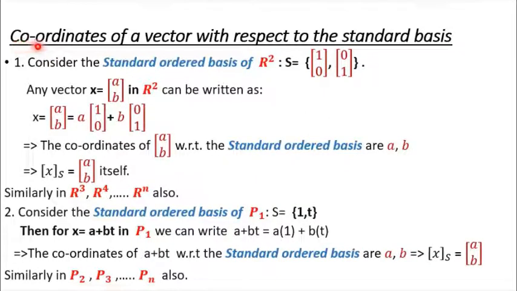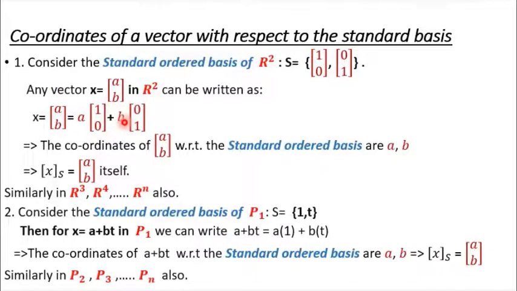Now let us see what will be the coordinates of a vector with respect to the standard basis. Suppose I consider the standard ordered basis of R2, that is S is equal to the set containing the unit vectors (1, 0) and (0, 1). Then every vector x = (a, b) in R2 can be written as x = a(1, 0) + b(0, 1). But then what are the coordinates?